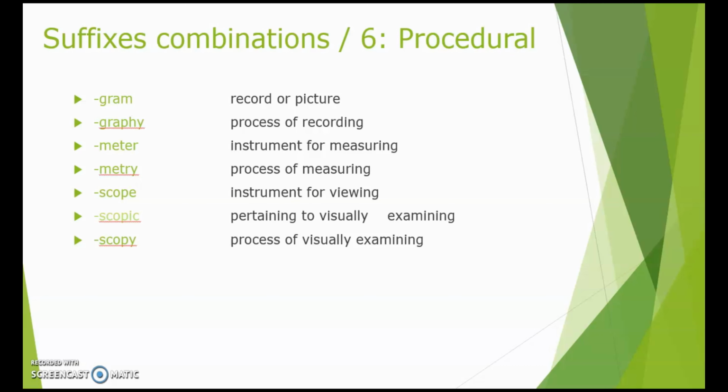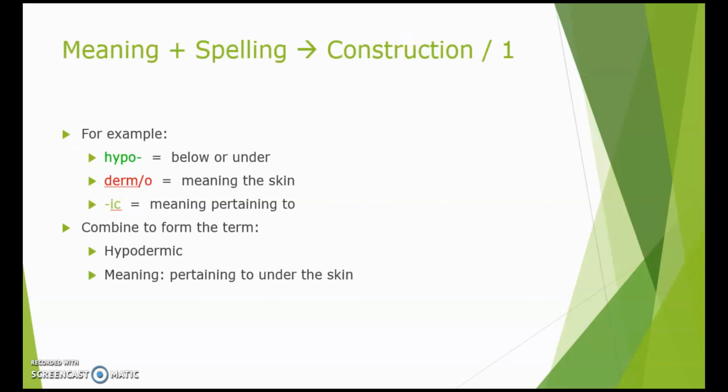Gram, record or picture. Graphy, recording. Meter, instrument for measuring. Metry, measuring. Scope, from scoping, instrument for viewing. Scopic, visually examining. Scopy, remember, and scopy. Work on constructing some of these words, and those are, of course, just basic examples.